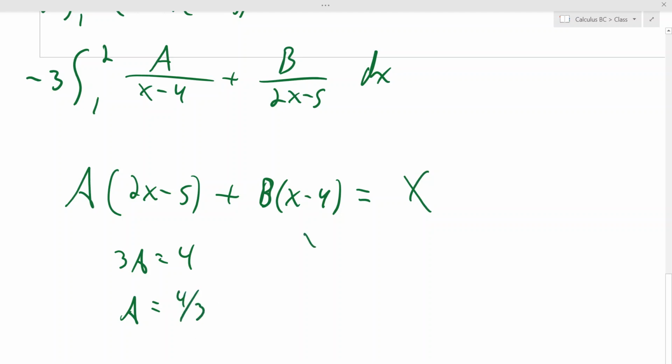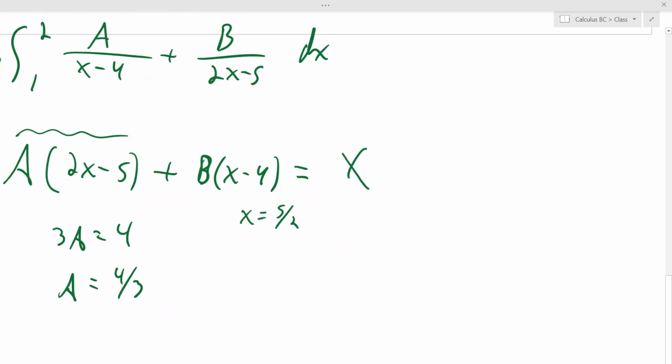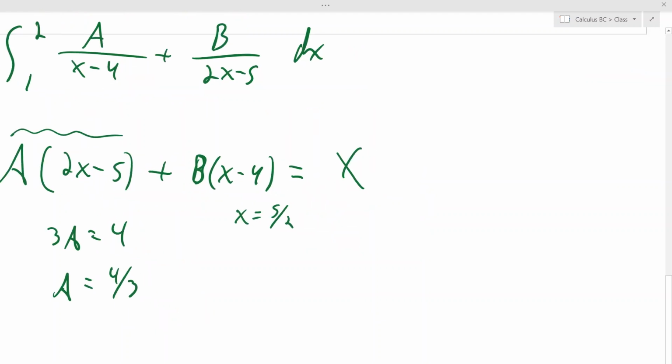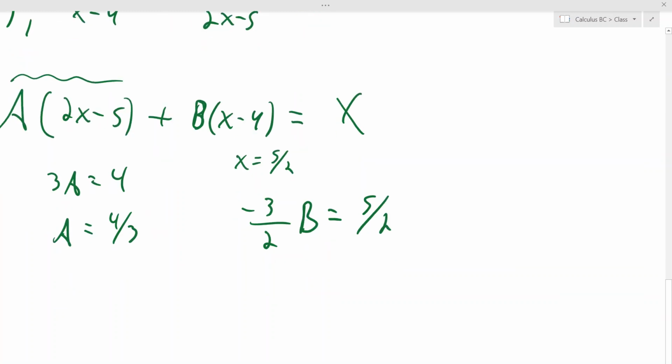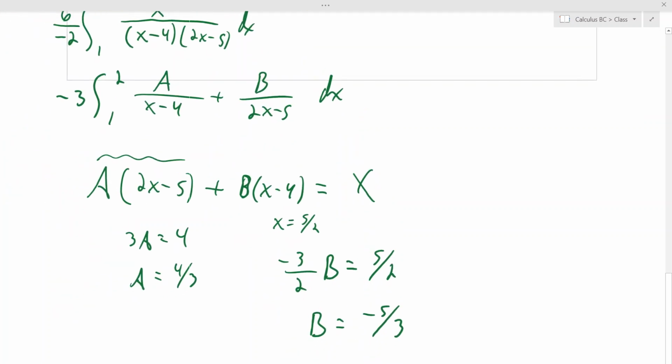And when you drop a 5/2 into there, that takes this whole term away. So we're left with 5/2 minus 4, which is what, 8/2, so it's negative 3/2. So negative 3/2 b equals 5/2. So when you multiply that by a 2, that goes away to 5 and divided by negative 3. So b is negative 5/3.